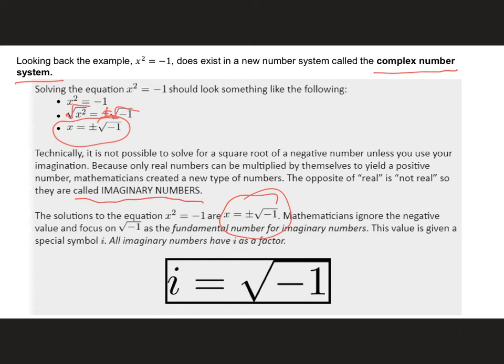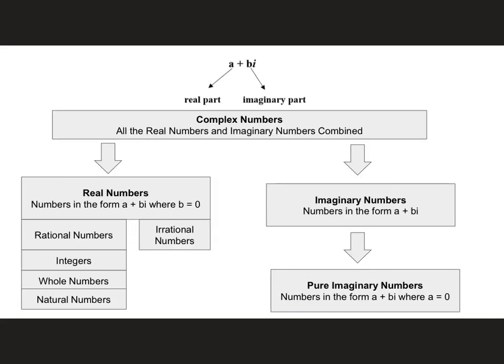Mathematicians ignore the negative value and focus on the square root of negative 1 as the fundamental number for imaginary numbers. This value is given a special symbol, i. All imaginary numbers have i as a factor. Therefore, by definition, i is equivalent to the square root of negative 1.